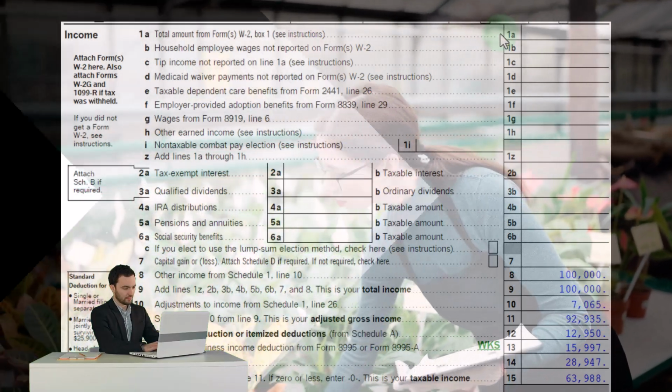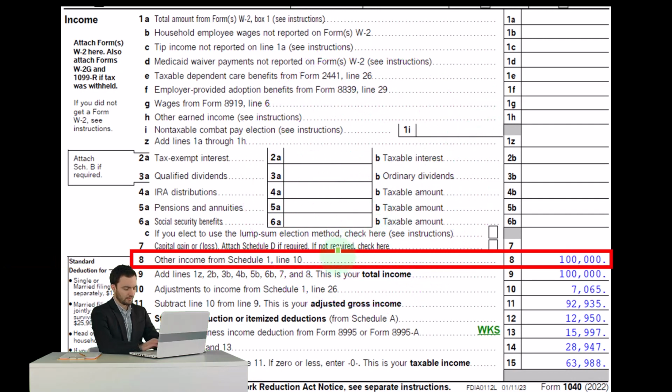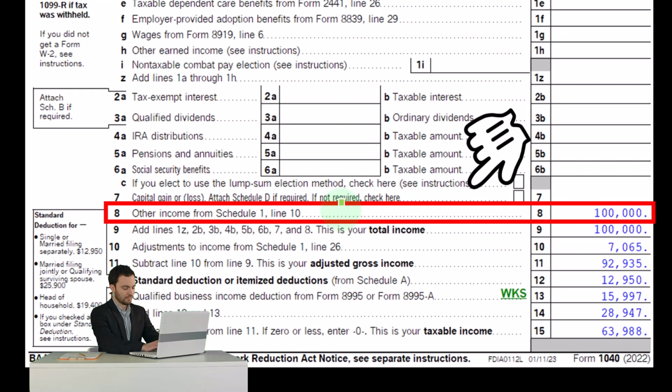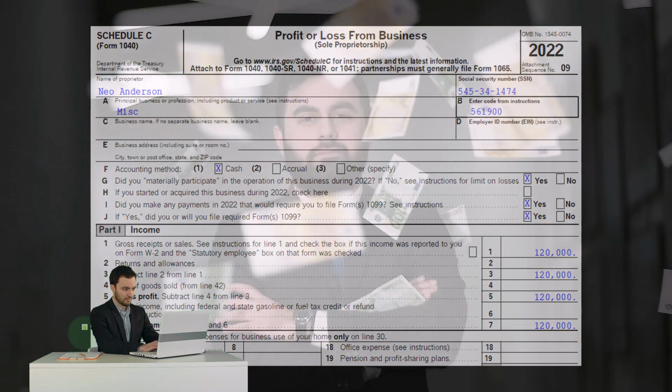This is the first page of the Form 1040. The Schedule C would roll into the Schedule 1, which would roll into line 8 of the 1040. This is a Schedule C, profit or loss from business, in essence an income statement with an income and expense part.